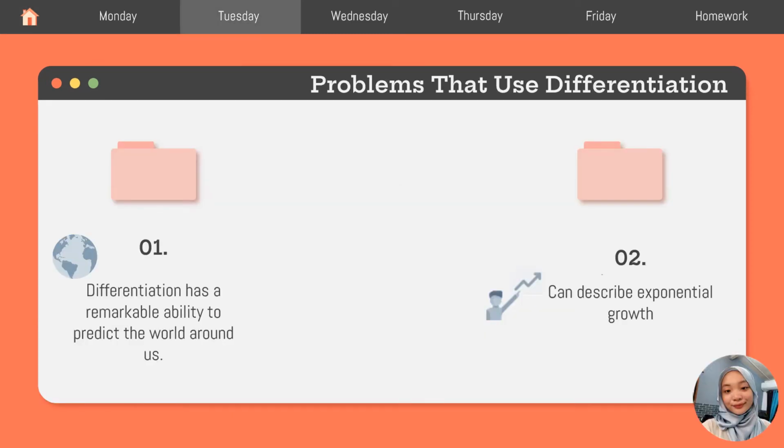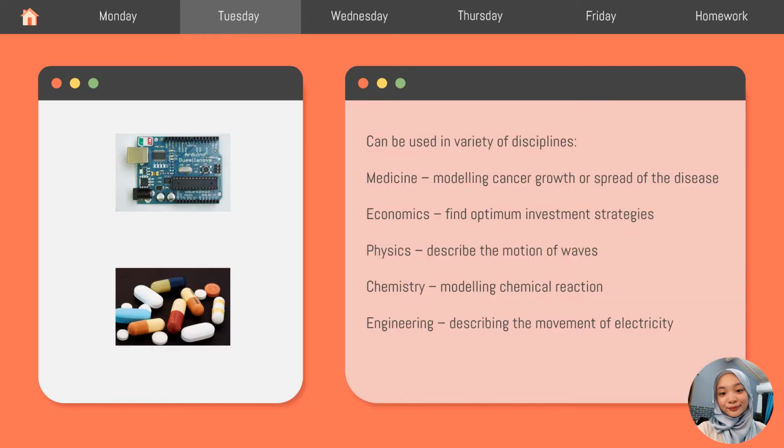You might be thinking, what kind of daily problems use differentiation? But you'll be surprised at how many problems actually need solving by using differentiation. Differentiation has a remarkable ability to predict the world around us and can also describe exponential growth. For example, we can use more complicated differentiation to model the relationship between the lifespan of predators and prey.